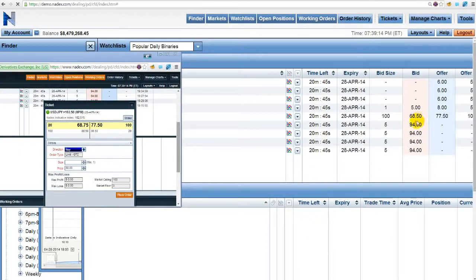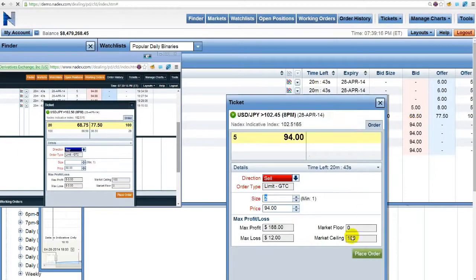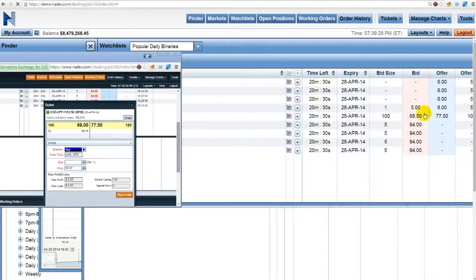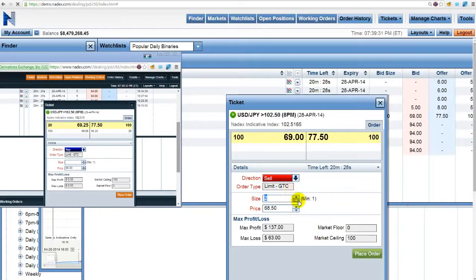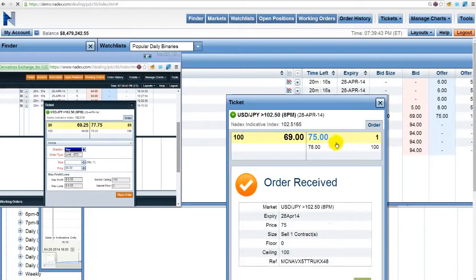Just like if I go over here and I place an order for one at 96. I'll sell one at 99. Actually, that's not a good place. Let's do it over here where there's like 100 contracts. So I'll sell one at 75, which means somebody else could buy it from me at 75. And I hit place order. I'm now the best price available.